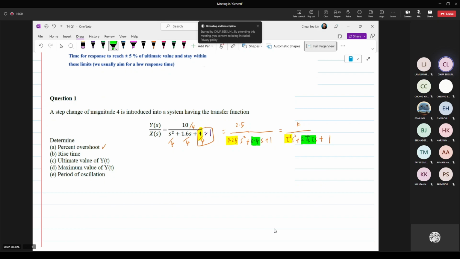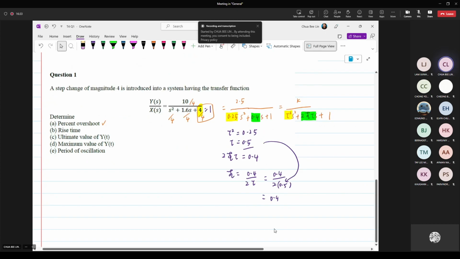And the last one is 1, okay? So from here, your tau square is 0.25. You can solve your tau equals 0.5. And then 2 damping factor tau equals 0.4. So your damping factor equals 0.4 divided by 2 tau. So 0.4 divided by 2, your tau is 0.5. So from here, you will get the answer of damping factor 0.4.